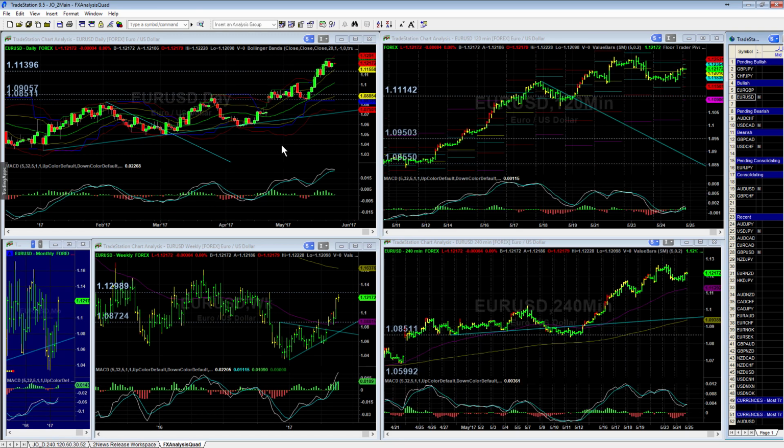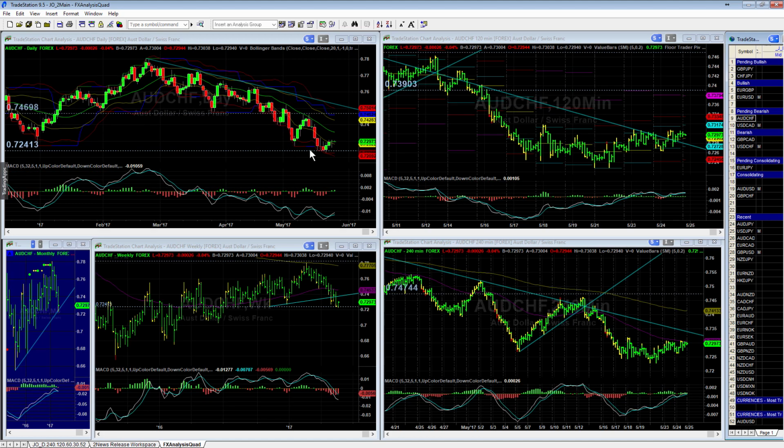And for the euro US dollar, you can see we have broken about the 1.11396. Keep an eye on the 1.12989 weekly previous pivot, because that could be the reason why we're pausing here a little bit. So you might want to wait until we can break above that. We're looking very bullish on our weekly, and we're showing some pretty good bullishness on our daily.